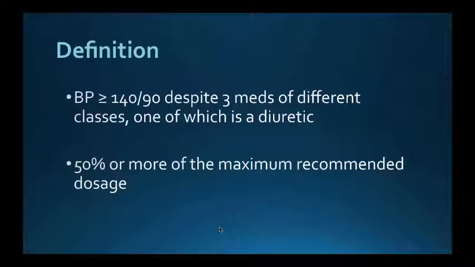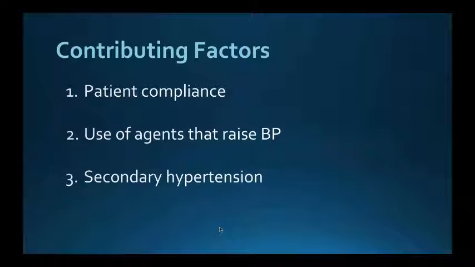Resistant hypertension is defined as blood pressure of greater than or equal to 140/90, despite the patient being on 3 medications of different classes, one of which is a diuretic. And each of these drugs has to be at 50% or more of its maximum recommended dose. There are various factors that contribute to resistant hypertension, and it's important to identify these since reversal of these factors can improve blood pressure control. Some of the more common factors are patient compliance, use of agents that raise the blood pressure, and the possibility of secondary hypertension.